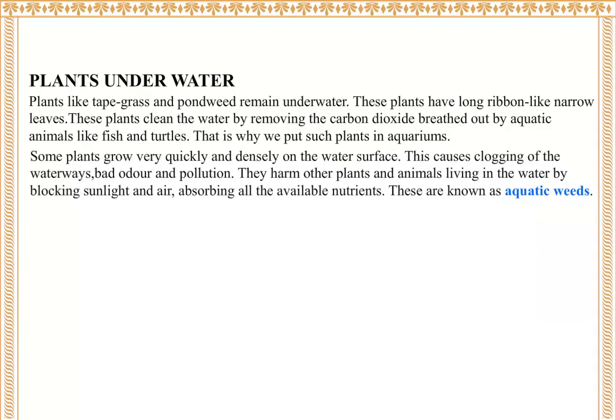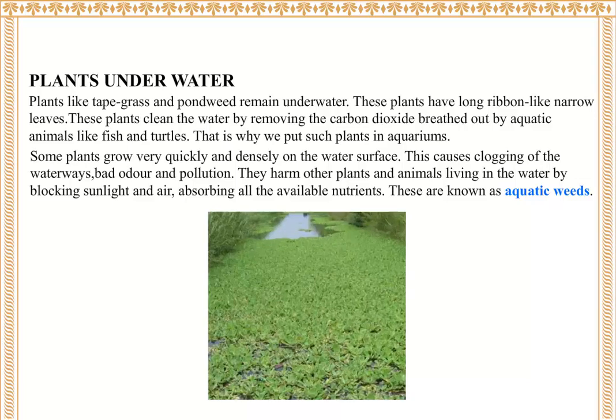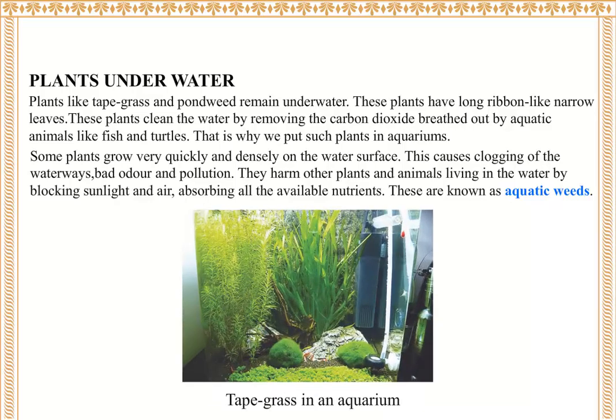Some plants grow very quickly and densely on the water surface. This causes clogging of the waterways, bad odor and pollution. They harm other plants and animals living in the water by blocking sunlight and air, absorbing all the available nutrients. These are known as aquatic weeds. Tape grass in an aquarium.